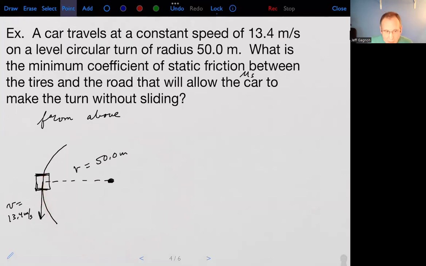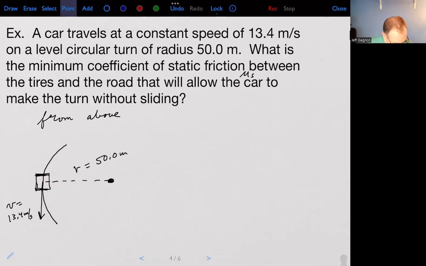Now, in order to do that, we know that this car is going to have a centripetal acceleration towards the center. So there must be some centripetal force acting towards the center to keep it moving in a circle. If it's moving in a circle, that means there's an acceleration towards the center. So there must be some force, which we call the centripetal force, acting towards the center to keep it moving in that circle. Now, what causes that force?